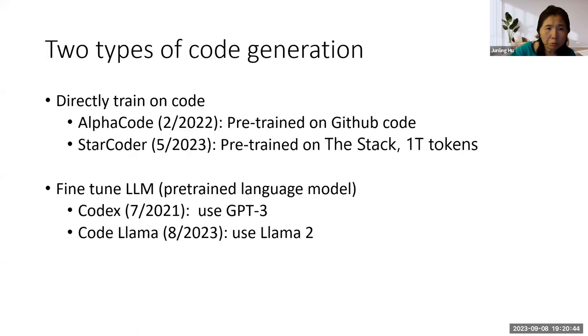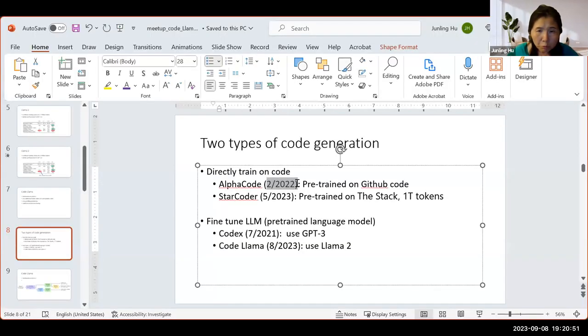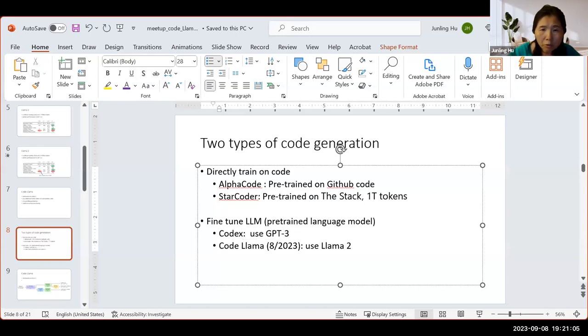First, let's try to understand this historically. These are the years when they were invented, so I will remove this just to give you some context. AlphaCode was early 2022. Then StarCoder is this year. Codex was 2021. Code Llama is this year.